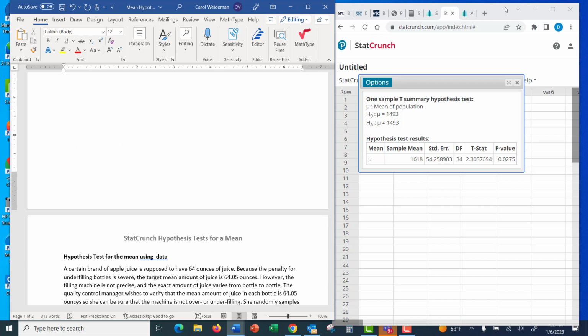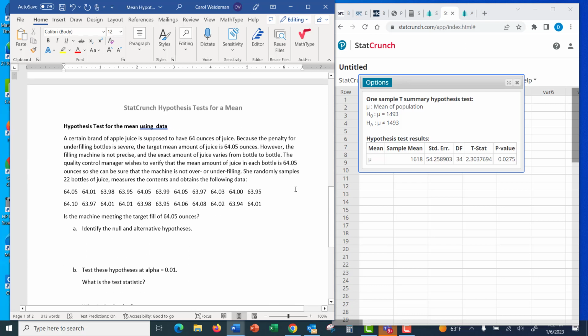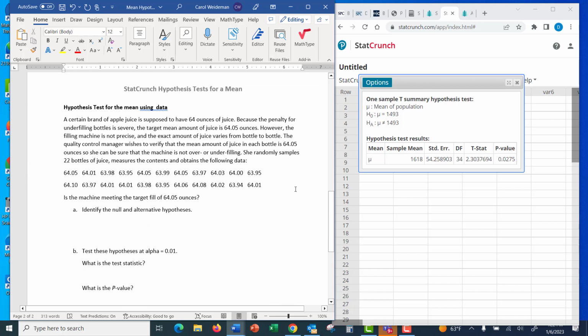Now, we also want to go and do a problem where we have the data. And so in this question here, we have a certain brand of apple juice that is supposed to have 64 ounces of juice. Because the penalty for underfilling is severe, the target mean amount of the juice is actually increased a little bit to be 64.05 ounces. However, the filling machine is not precise and the exact amount of juice varies from bottle to bottle. The quality control manager wishes to verify that the mean amount of juice in each bottle is 64.05 ounces, so she can be sure that the machine is not over or under filling. She randomly samples 22 bottles, measures the contents, and gets the data that's shown below.